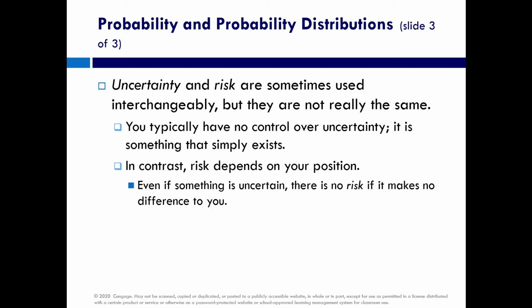Uncertainty and risk are sometimes used interchangeably, but they are not the same. You typically have no control over uncertainty. It is something that simply exists. In contrast, risk depends on your position. Even if something is uncertain, there's no risk if it makes no difference to you.